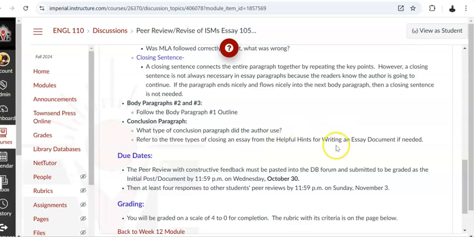You can look at the helpful hints for writing an essay document, which you should have made a copy of, because if you use that document that I gave you in the beginning, use it in all of your classes because you will write well. I use it. Well, I used to use it, but obviously I created it. But so anyway, use that.